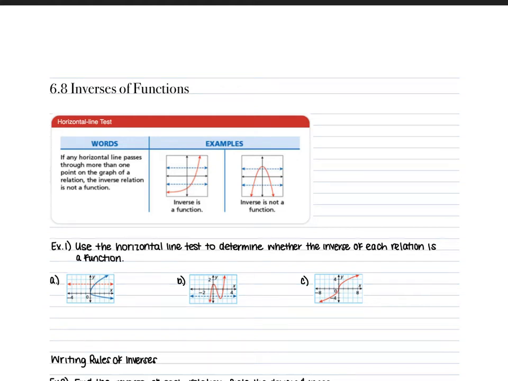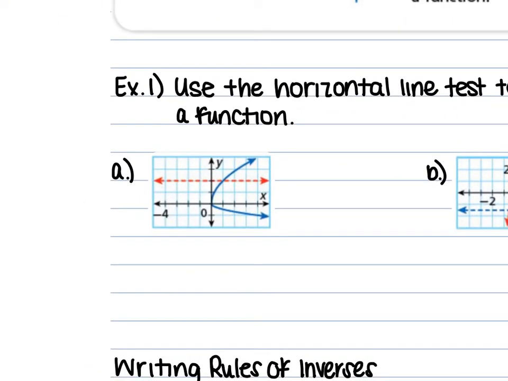6-8 inverses of functions. One of the ways that we can test to see if the inverse of a function is a function is something called a horizontal line test. So if we draw a horizontal line on the graph that is drawn for us, if it only intersects once, the inverse is a function. So if we look at example A, this only intersects once, so the inverse is a function.